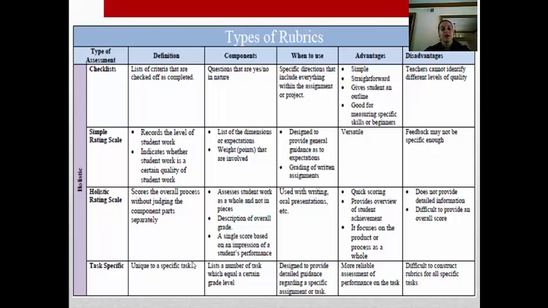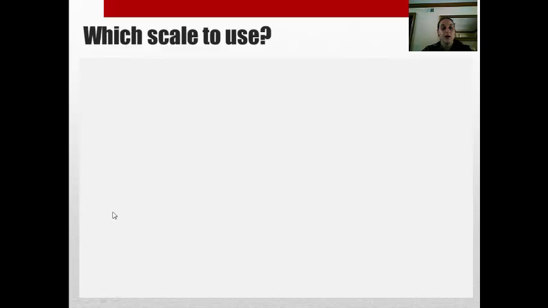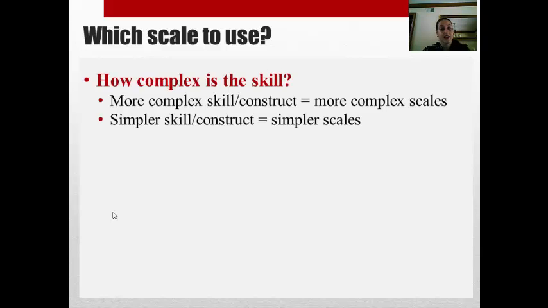And here's just a table of the different types of rubrics, the definitions, the components, when to use them, the advantages and disadvantages. So checklist, simple rating scales, holistic rating scale, and task specific. We also have a detailed rating scale, combination rubrics, and analytic rubrics. Okay, so the question is which scale to use? If as a teacher you're going to be creating rubrics, those are actually the best ways in which to assess your students in alternative, authentic ways.